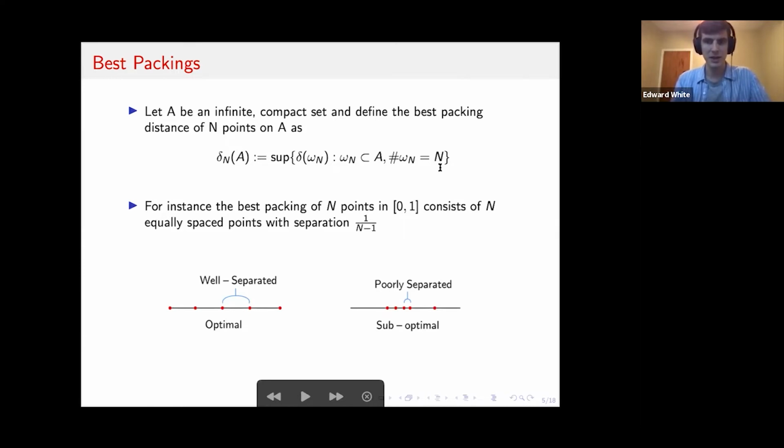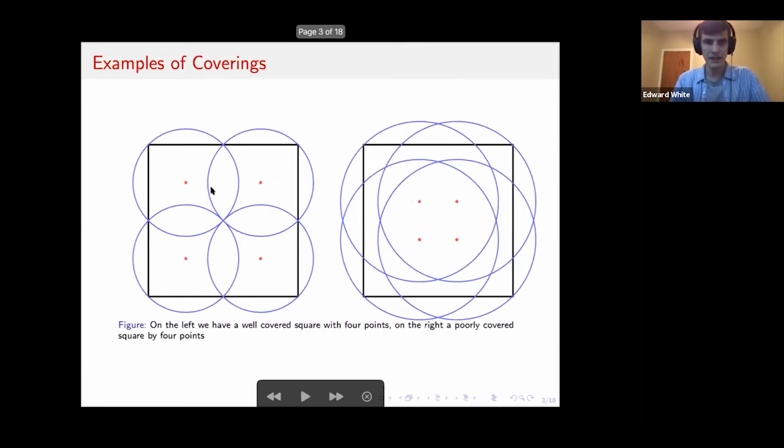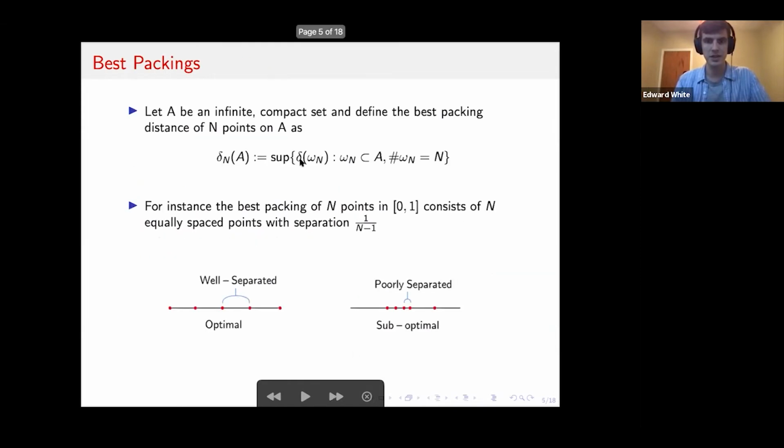So to go back to the previous case, I did not change the number of points in the configuration. I kept it at 4 and just looked at how changing the placement of the configuration changes the covering, or in this case, changes the packing distance. And then we take the supremum over all of those configurations. Down below, I have 2 examples of packing on the set, the unit interval 0, 1.